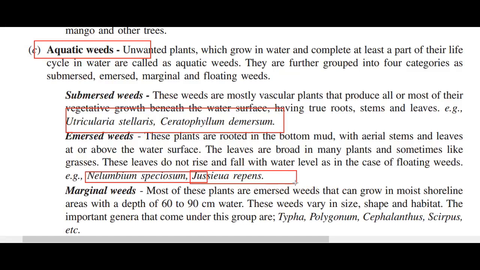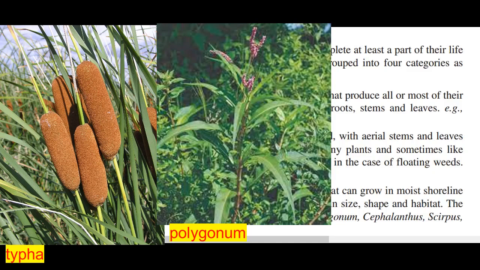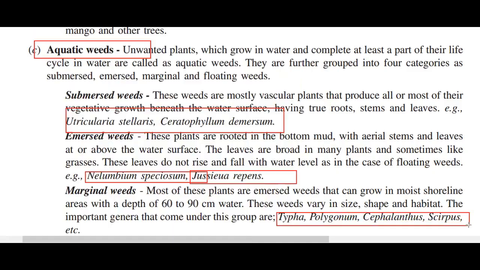The third one, marginal weeds. Most of these plants are immersed weeds that can grow in moist shoreline areas with a depth of 60 to 90 centimeters of water, and these weeds vary in size, shape, and habitat. The important genera that come under this group are Typha, Polygonum, Cephalanthus, Scirpus, etc. So these are the submerged, immersed, and marginal weeds.